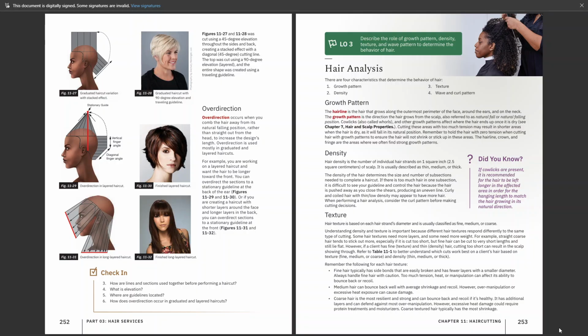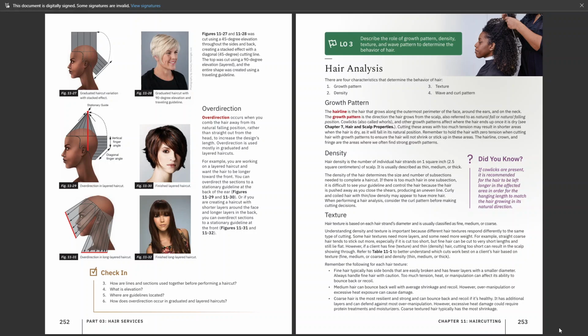Curly and coiled hair with thin, low density may appear to have more hair. When performing a hair analysis, consider the curl pattern before making cutting decisions. Texture. Hair texture is based on each hair strand's diameter and is usually classified as fine, medium, or coarse. Understanding density and texture is important because different hair textures respond differently to the same type of cutting.